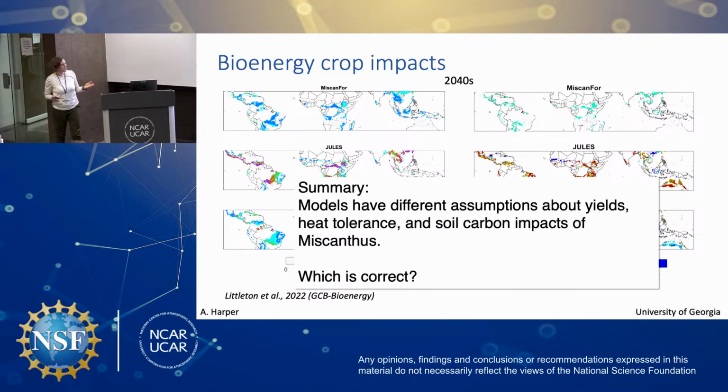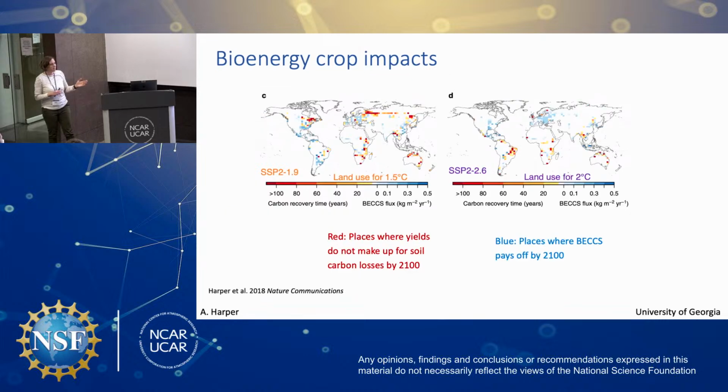So we have really different assumptions about yields, about heat tolerance and soil carbon impacts of miscanthus, and we don't really know which one of these is correct. For example, these are showing results in the tropics, and I don't know of any experiments of actually growing this crop in the tropics so that we could say which one is correct. So that's a problem.